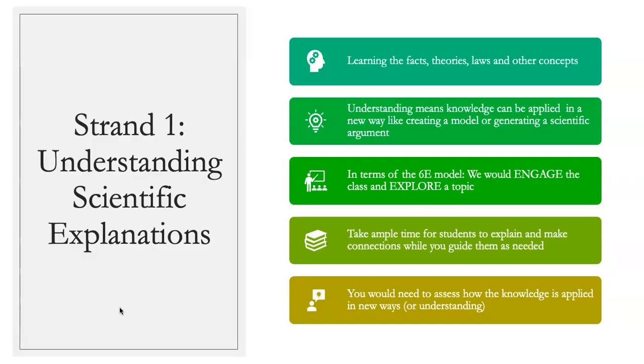Strand 1, understanding scientific explanations. In science, your students are going to be learning the facts, theories, laws, and other scientific concepts. Understanding means knowledge can be applied in a new way, like creating a model or generating a scientific argument. In terms of the 6E model, we would engage the class and explore a topic. So you want to make sure you take ample time for students to explain and make connections while you guide them as needed. And you would need to assess how the knowledge is applied in new ways, or basically, you need to assess do your students understand these concepts.